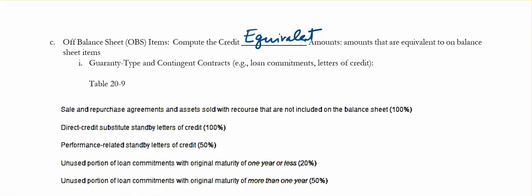Right now, there are two kinds of off-balance sheet items, right? So there's two broad types of off-balance sheet items. The first is guaranteed type and contingent contracts, basically the loan commitments and letters of credit. These were things like the bank has extended a certain amount of credit to its credit card borrowers, but they haven't drawn down all that they could. But the borrowers might, and the banks are obligated to make those loans.